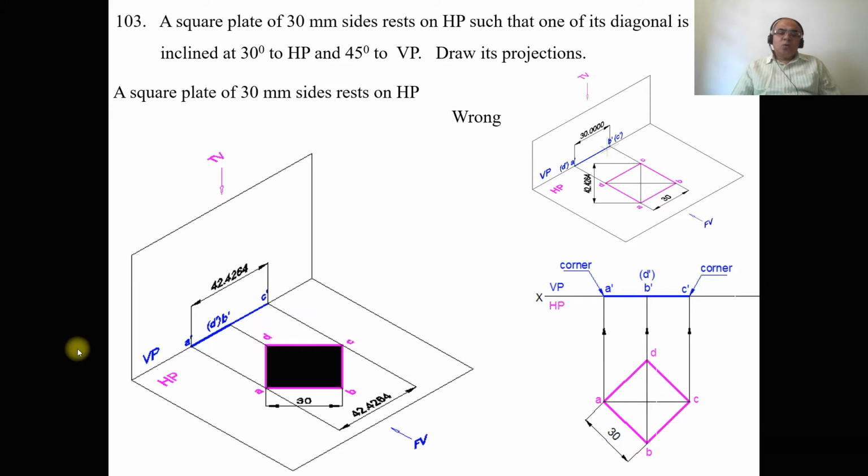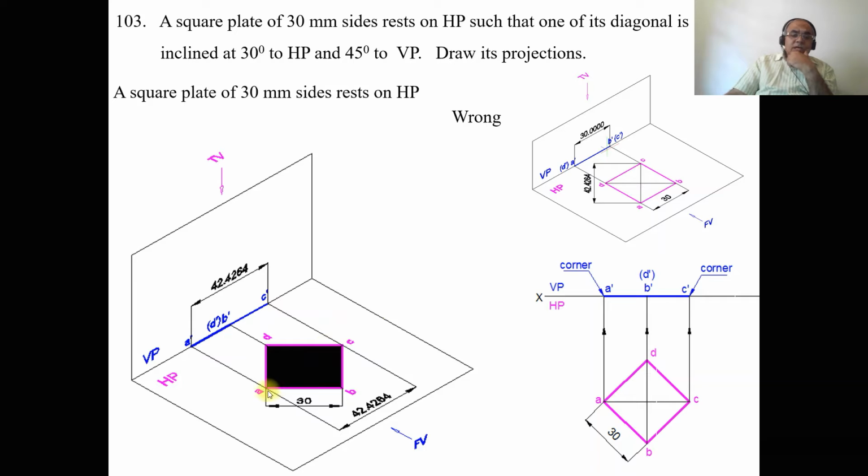So which is the next position? We have to keep it in the corner position. Once you keep it in the corner position, you are going to get the diagonal AC parallel to VP. Since it is parallel to VP, you are getting the true length in the vertical plane. As the diagonal is inclined to HP, and since it is the true length and also the inclination given is the true inclination, in the second position we can transfer it directly. Hence this condition is right. So this is how we need to analyze these problems once they are given.